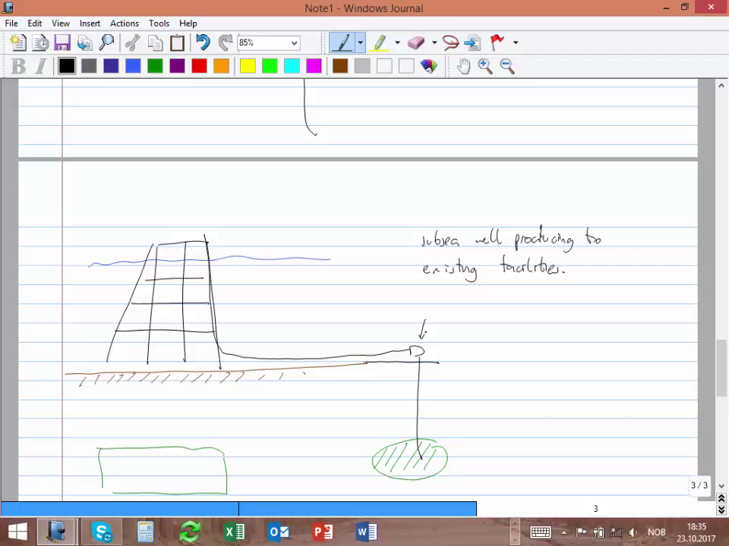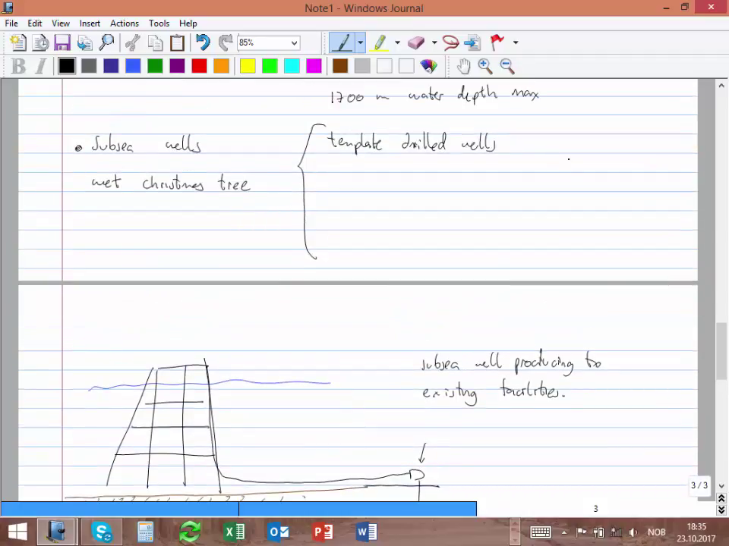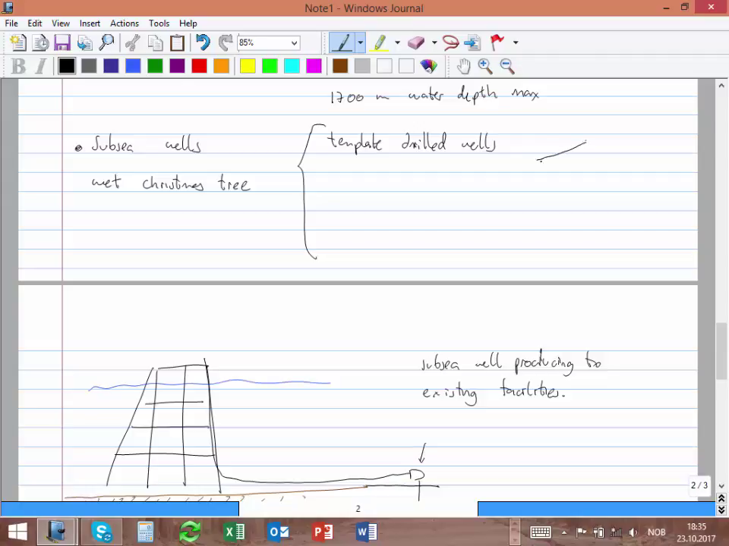So to save some time, to save cost, what you make is a structure on the seabed that has actually four slots, or it can have more. Sometimes it can have 12, 8, etc. And then from there, I drill. That's the seabed. And from there, you drill wells. And of course, they have to be deviated, the same logic as for the platform wells. You have to drill first vertical and then start to deviate. So that's what I call template.